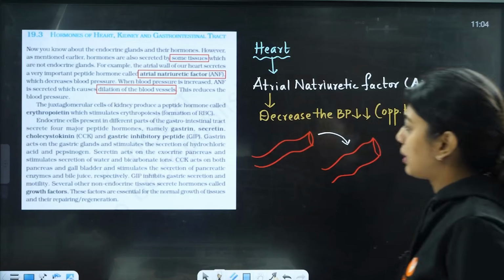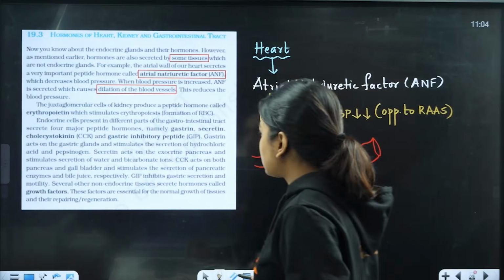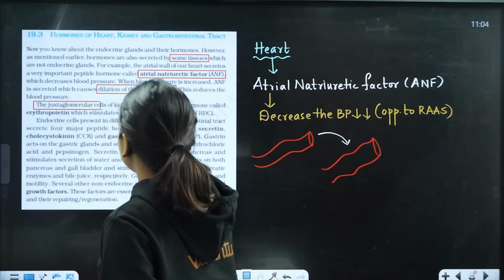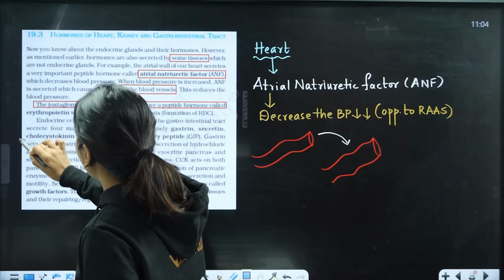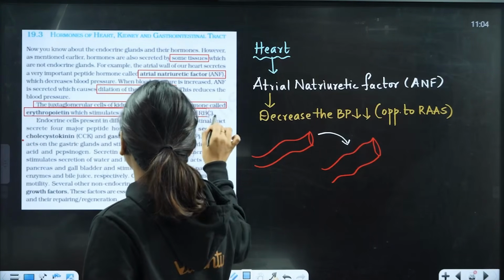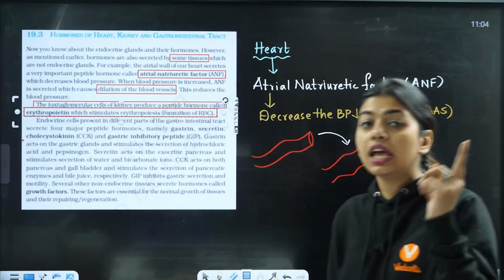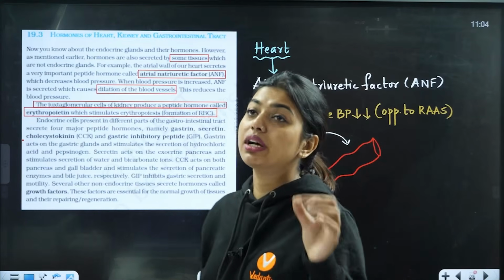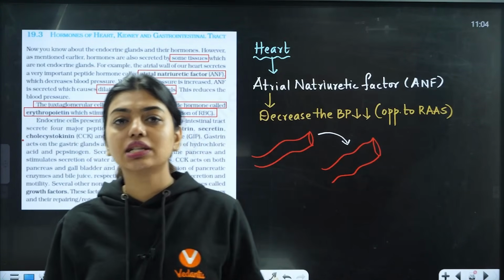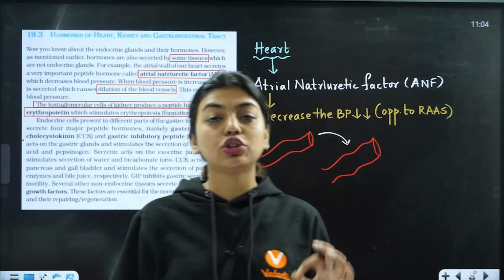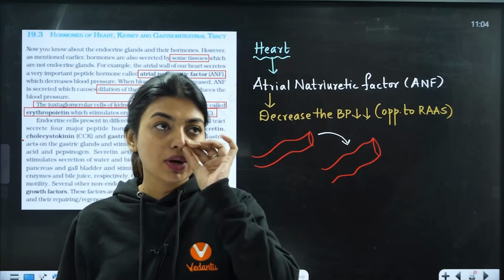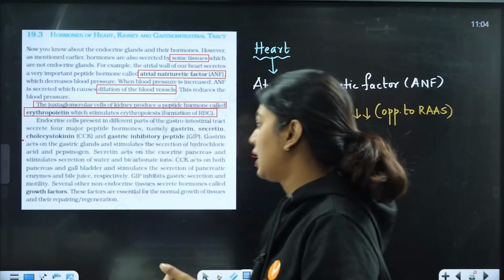Okay, done. Next one. The juxtaglomerular cells of the kidney produce a peptide hormone called erythropoietin, which will stimulate erythropoiesis, formation of RBC. This also I've told you in the excretion chapter. JG cells release erythropoietin, and erythropoietin helps in erythropoiesis, which is basically formation of RBC.